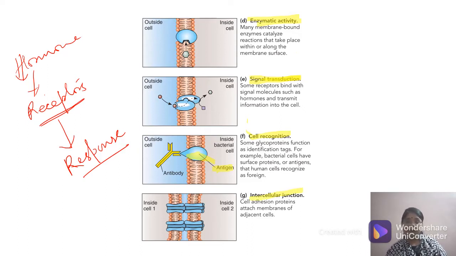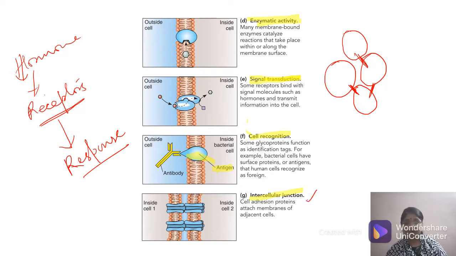You know how does a cell communicate with another? See, this is a cell, and this is another cell, third cell, fourth cell, there are so many cells. Now how do these cells communicate among themselves? With the help of these intercellular junctions. There are different kinds of intercellular junctions, like tight junctions. You will read about them in higher classes.